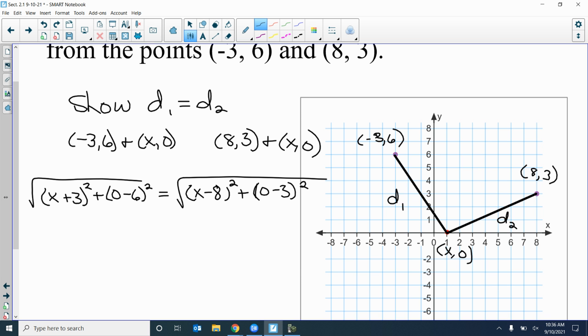Okay, so we got an idea. We set the distances equal. Question is, how do you proceed? Once you get to this point, you've got an equation. Sometimes you get hung up on the algebra. I'd get rid of the radical by doing what? Square both sides.